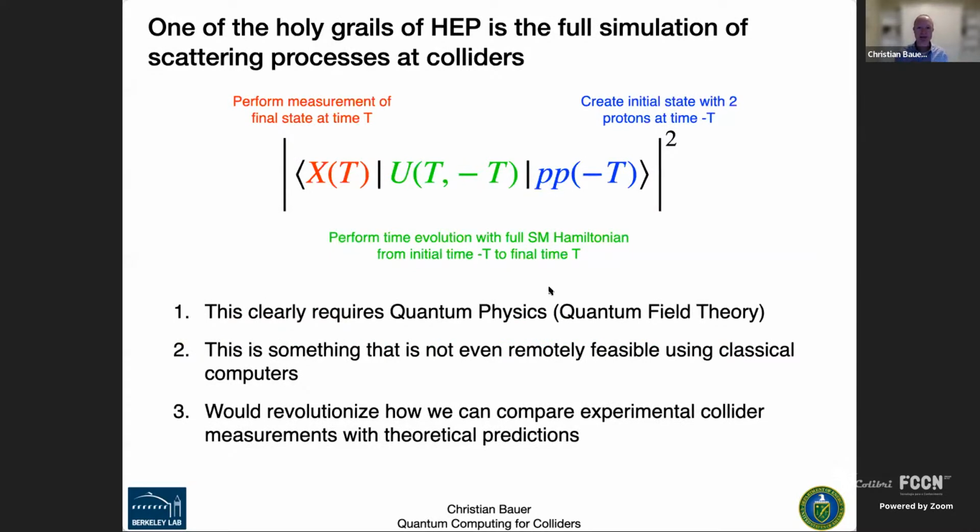So a couple of comments here. Now, this is clearly a quantum physics problem. I mean, after all, the standard model is a quantum field theory. And also, I should mention, this is not something that's even remotely feasible using classical computers, and I'll show you throughout this talk why that is, if we wanted to do this calculation. But it would totally revolutionize how we can compare experimental collider measurements with theoretical predictions.